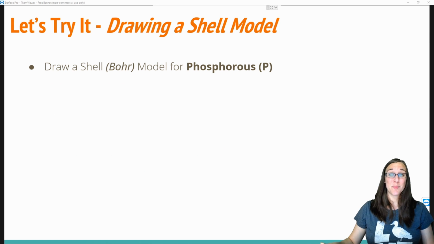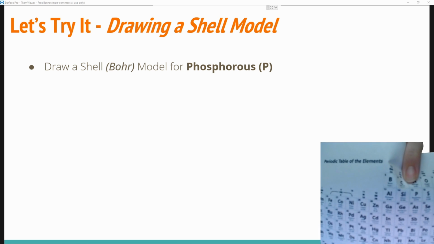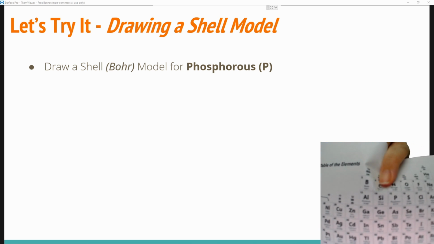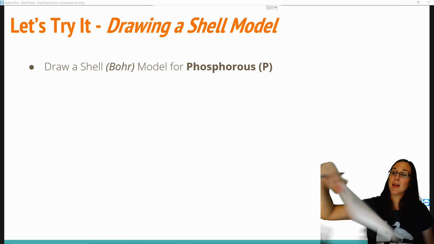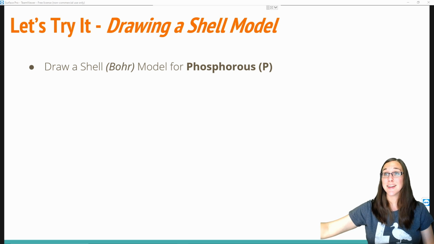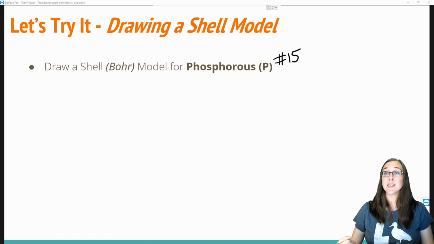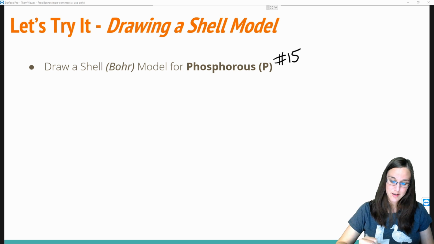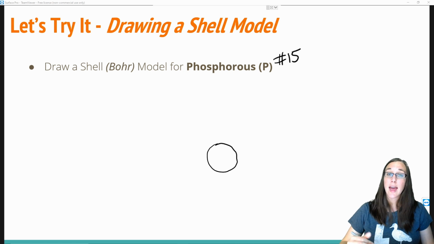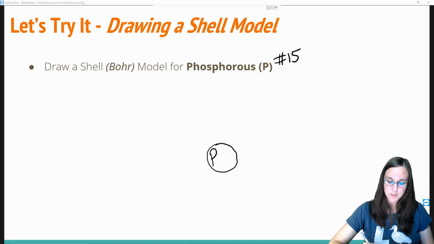Let's try getting a little bit more complicated here with a shell model of phosphorus. Phosphorus on the periodic table is right there. If you don't have a periodic table out, again, I recommend you get one. Phosphorus is atomic number 15. So we're always going to start with our nucleus. We're going to draw a little circle. And in the nucleus are our protons. We have phosphorus, P, and we have 15 protons.